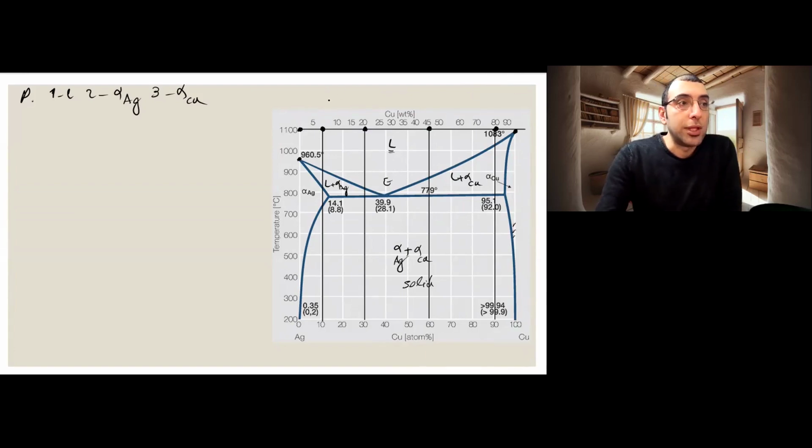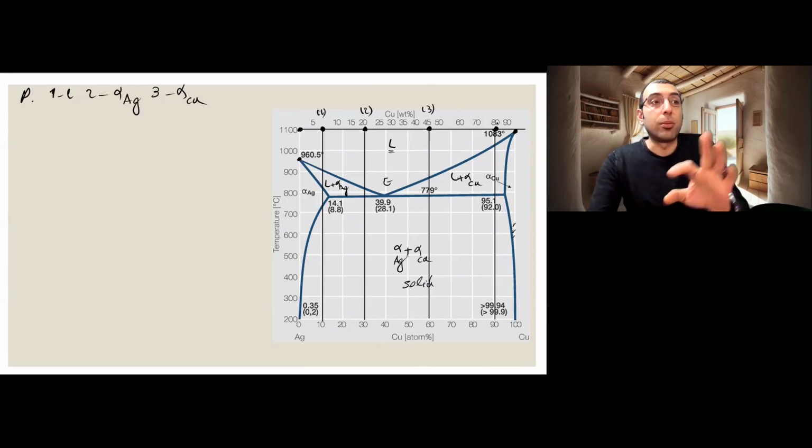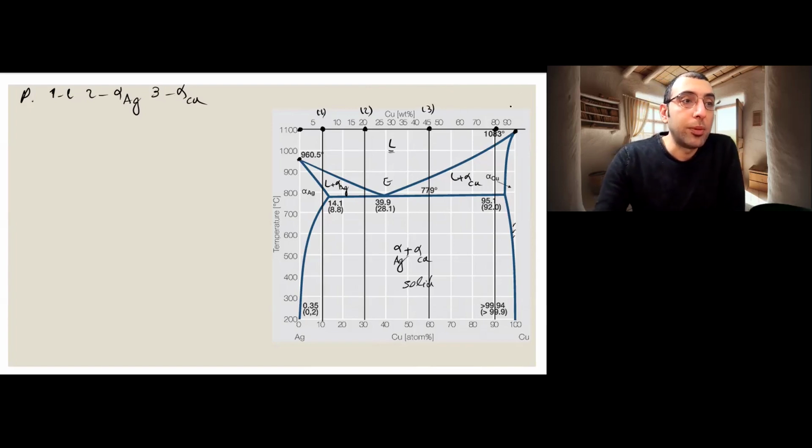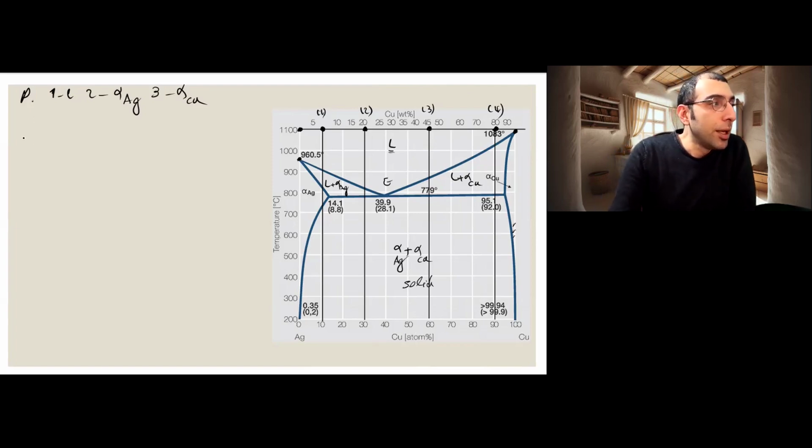Okay. For the sake of ease, I call the alloy with 10% copper alloy number 1, with 30% alloy number 2, with 60% alloy number 3. I'm going by atomic percent, not by weight percent. And 90% copper we call alloy number 4. Just like last time.